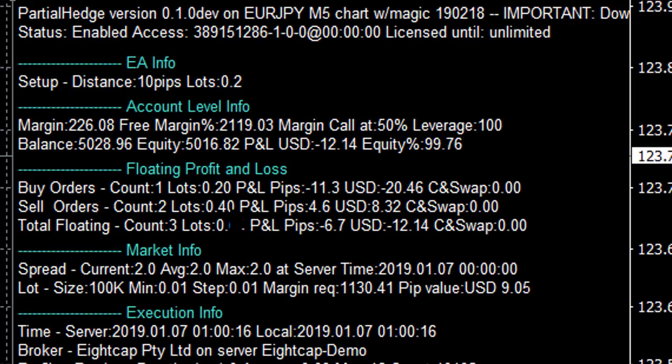So this is what I mean by creating an imbalance. Now we have an imbalance between the number of open lots and the number of closed lots. The balance on the account is now 5,000, and in fact we have made a profit. Now suddenly equity is positive.